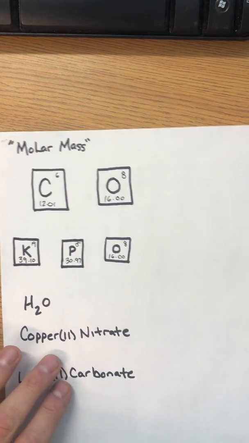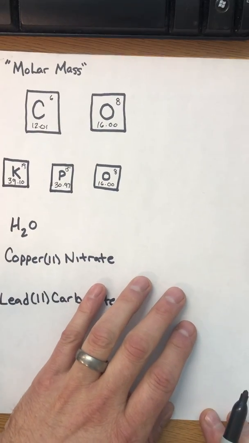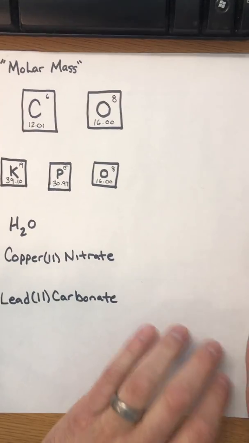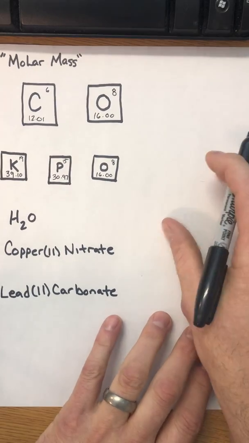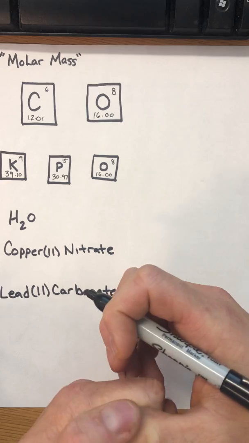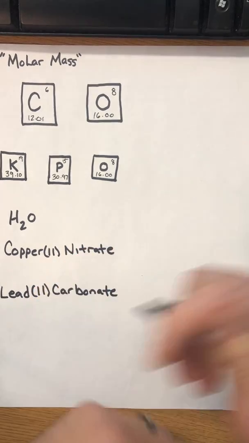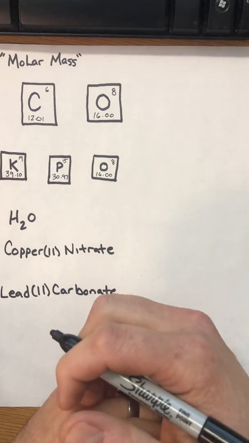So let's calculate some molar masses. This is pretty easy. A lot of times we're looking for the molar mass not just of a single element, but of a compound. And it's really just as simple as looking at the compound formula, seeing how many of each atom are present, and then summing up the atomic molar masses of each element.